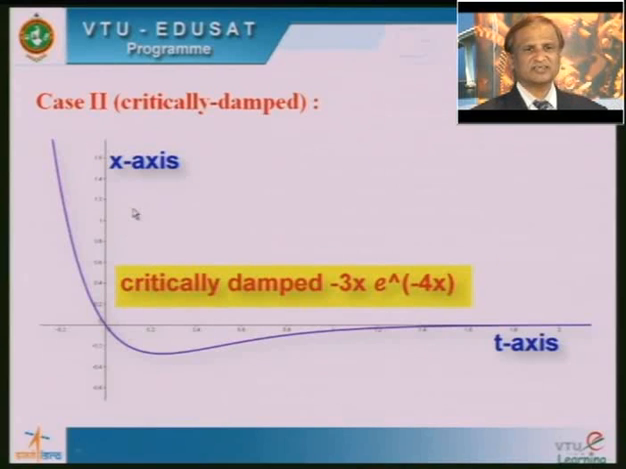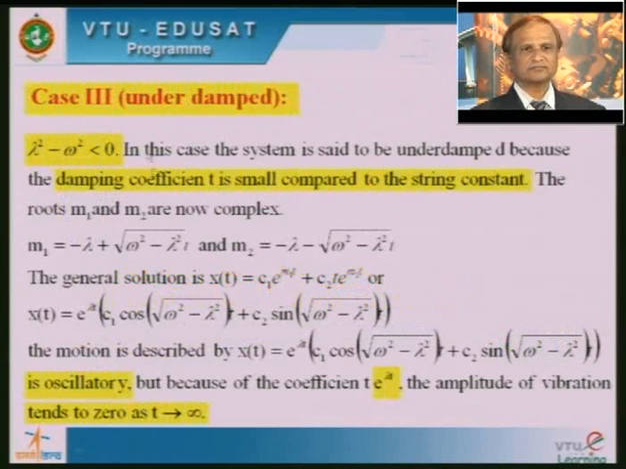When we draw the graph, I may get a graph like this. It will start from above, then cross the equilibrium position, and finally reach the equilibrium position. So we call it critically damped.